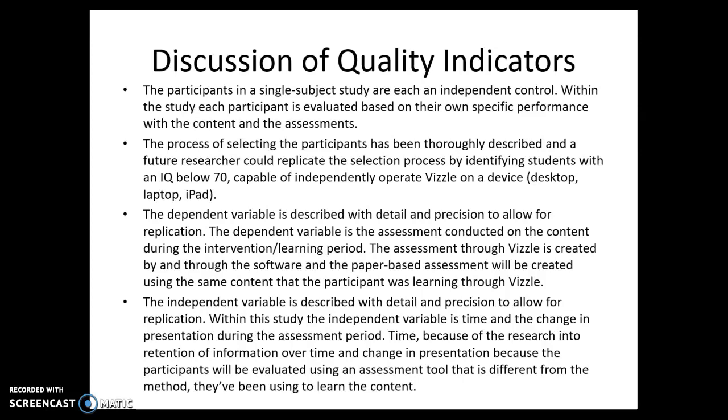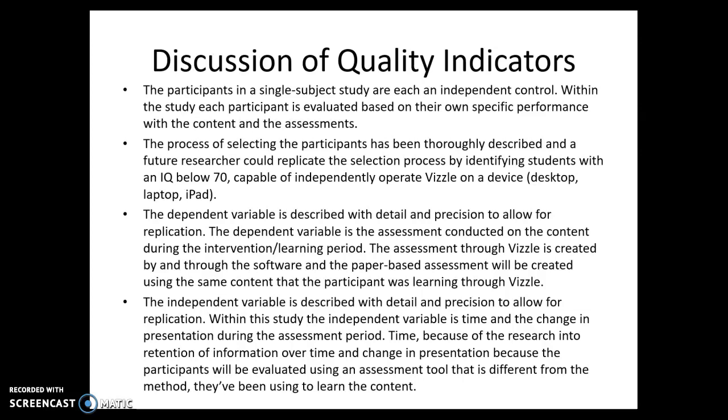The process was described thoroughly, and thankfully it's not a super difficult process. The students are located within this school. They have an IQ below 70, and they can operate VISL on their own. The dependent variable is described with detail, in the hopes that someone could replicate it.